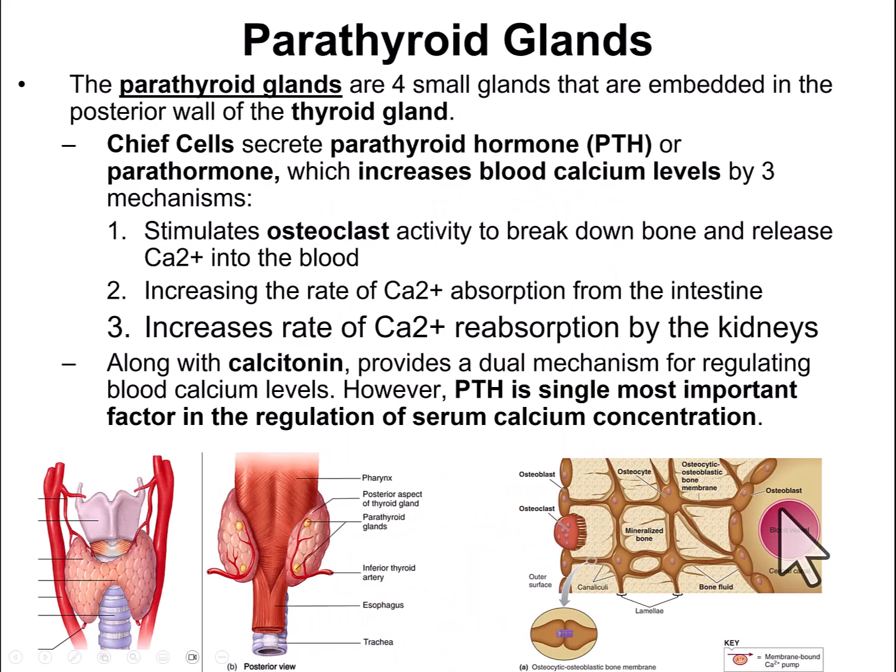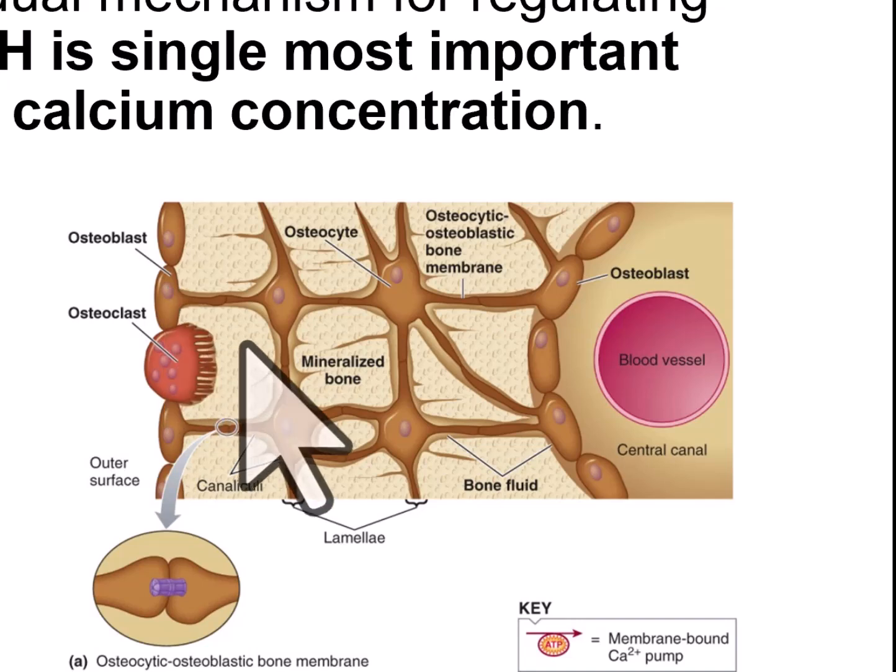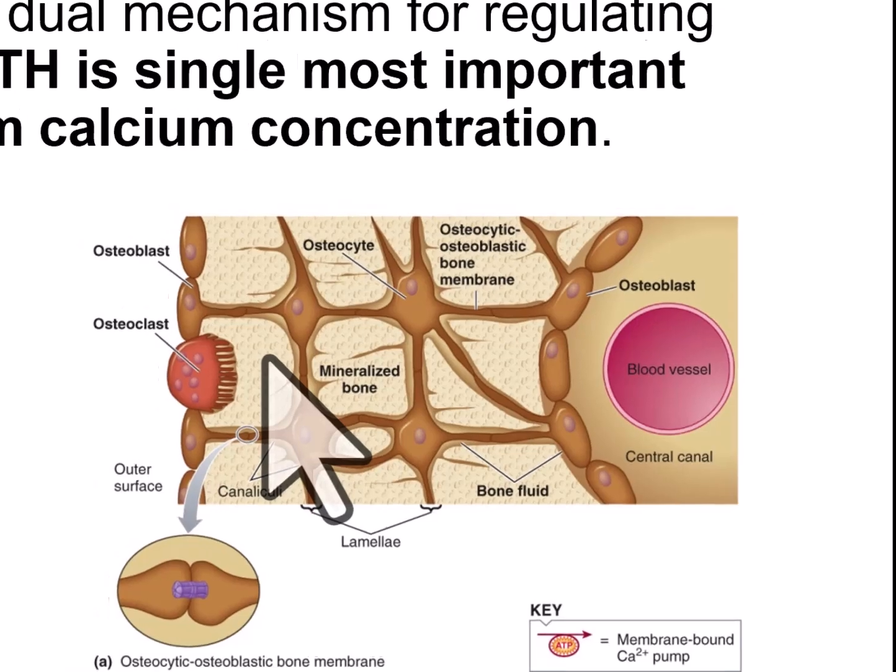So we look at the parathyroid gland. As I said before, these are 4 small glands that are embedded in the posterior wall of the thyroid gland. Chief cells, you want to star that, secrete parathyroid hormone. Now this is also called parathormone, and this is going to increase blood calcium levels by 3 mechanisms. 1, it's going to stimulate osteoclast activity to break down bone and release calcium. Remember, you have these 2 basic types of cells that are going to be involved in adding bone, which are your osteoblasts, and those cells that break down bone, osteoclasts. Remember, bone is dynamic. It's constantly being broken down and rebuilt over your lifetime.